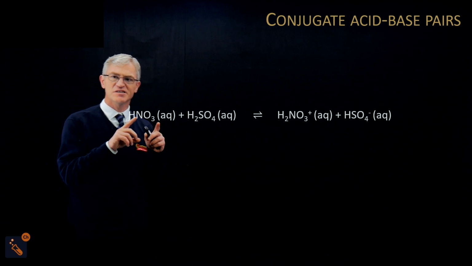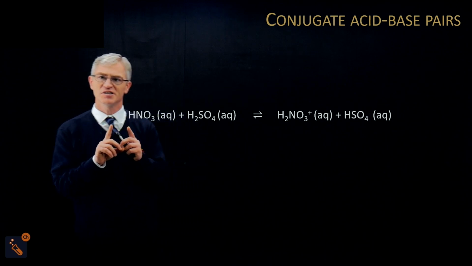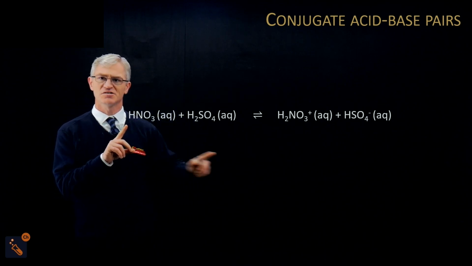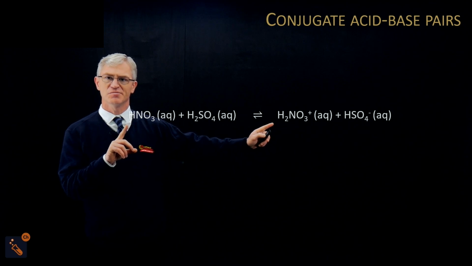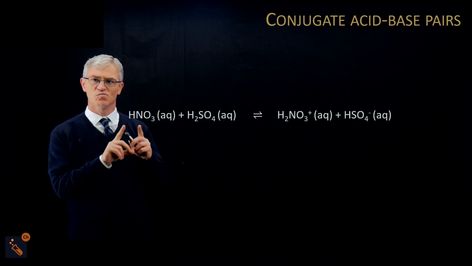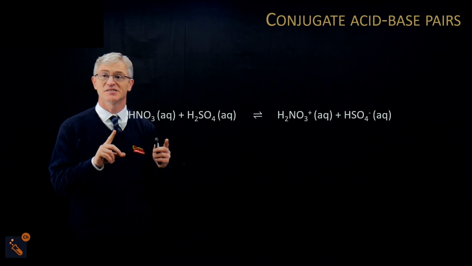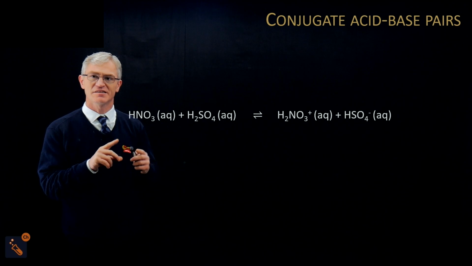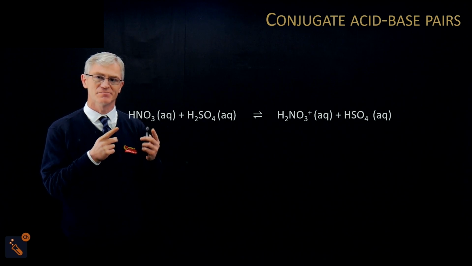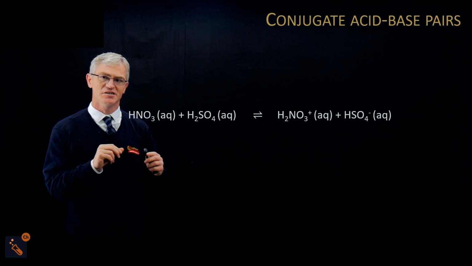So if we look here, we can see that HNO3 has gone to H2NO3+. That means the H has gone from one hydrogen here to two hydrogens here. So that means the HNO3 has accepted a proton. Okay, that means it's acting like a base because it's accepting a proton going from here to here.